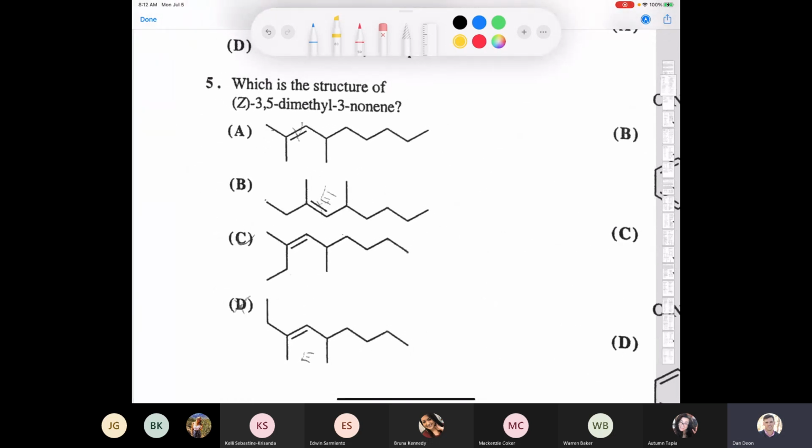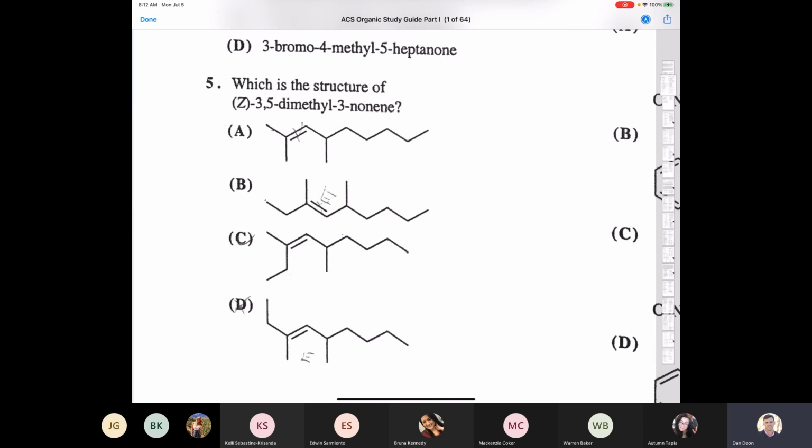So it says, which is the structure of Z-3,5-dimethyl-3-nonene? I know you can see a little bit of my pencil work on here when I scanned it. I didn't erase it very well. But I'd like you to take a second and see if you can solve this one. And if you think you have an answer, throw it in the chat.